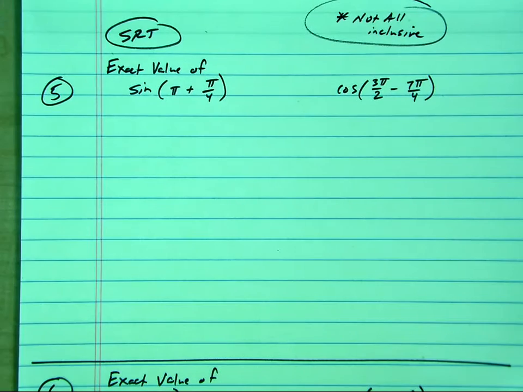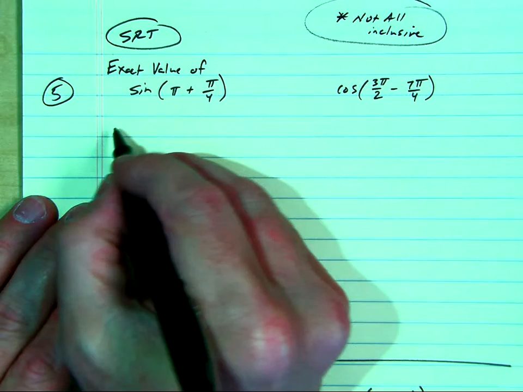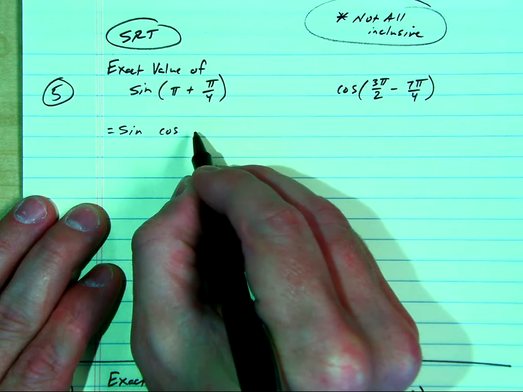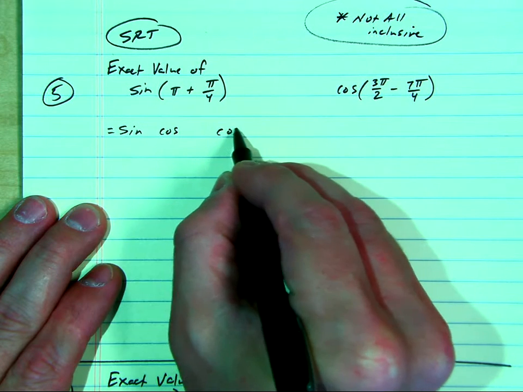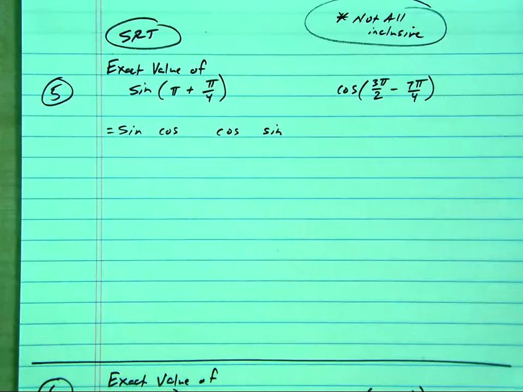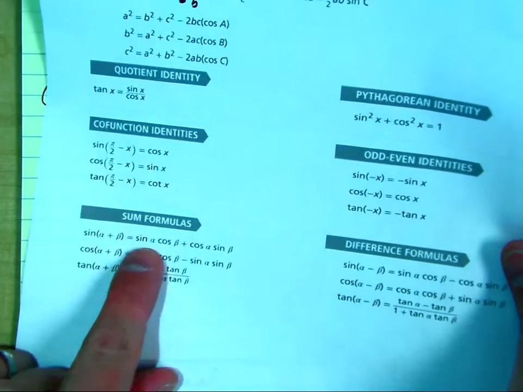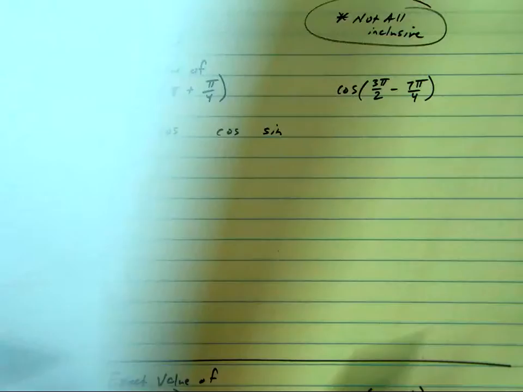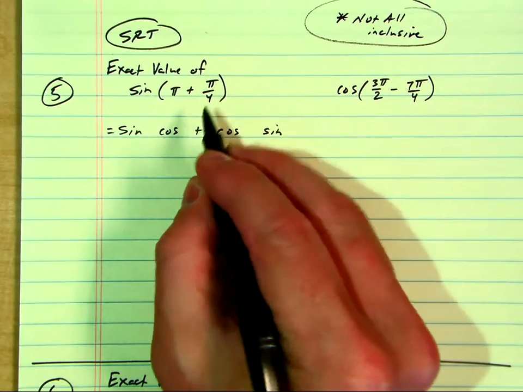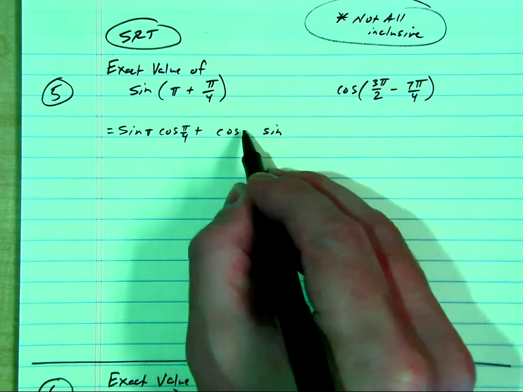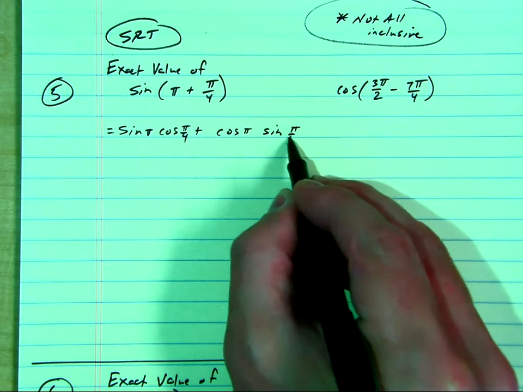Okay, use the sum and difference formulas. Here I'm getting the angles in radians. So sine of a plus b is sine cosine, cosine sine, right? Yep, I got it. And the sine matches. So just put the angles where they belong, pi and pi over 4, pi and pi over 4.